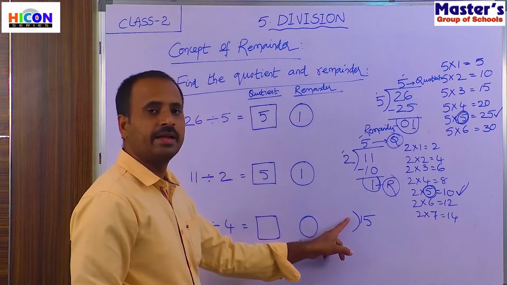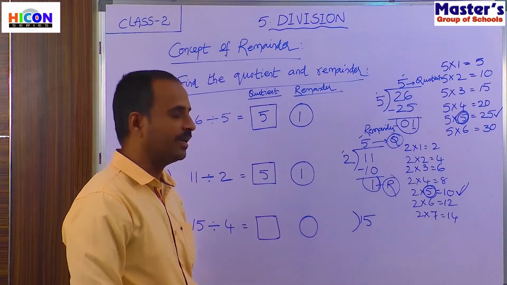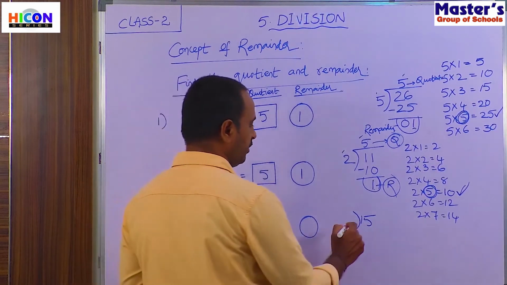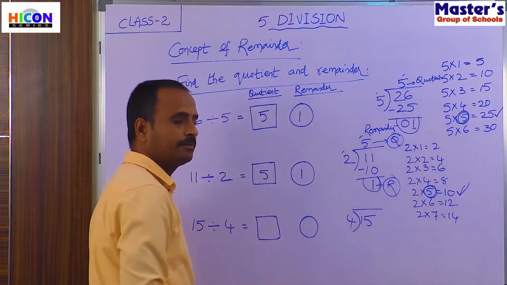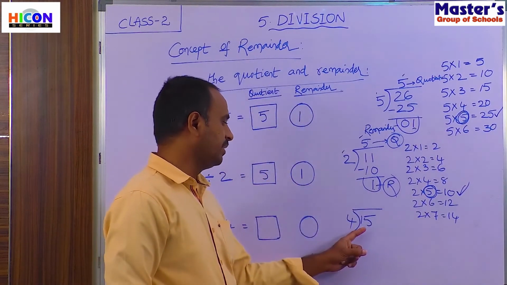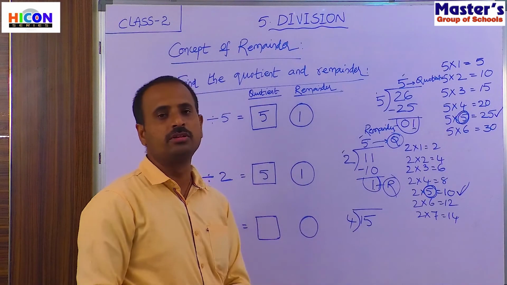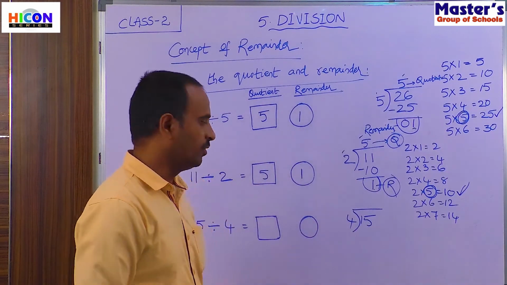And in the left side bracket, we have to write the divisor. What is the divisor here? 4. So write 4 in the left side bracket and draw a line above the dividend. Now let us find where the number 15 comes in the fourth table. So let us see the fourth table.